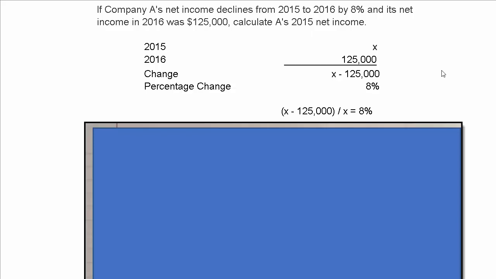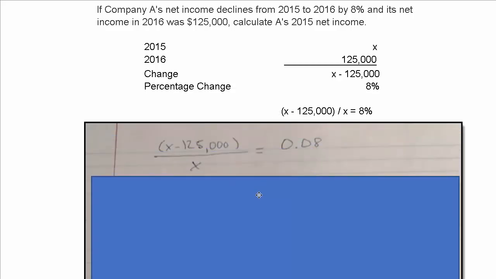All right, so here's what we know. We don't know what 2015's net income is, so we'll represent that unknown by the variable x. We know that 2016 was $125,000. Therefore, the change in the income would have been x minus $125,000, and we know that the percentage change is 8%. Now we calculate a percentage change by taking the change over the base amount, and I've done that here using the variables. But let's solve this one with pencil and paper, step by step.